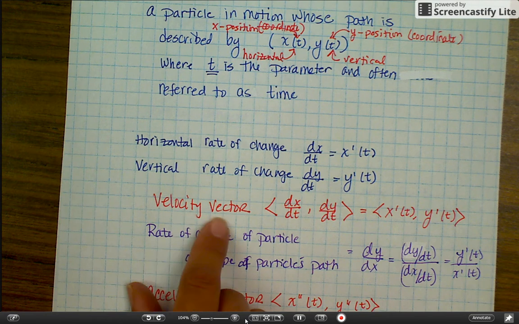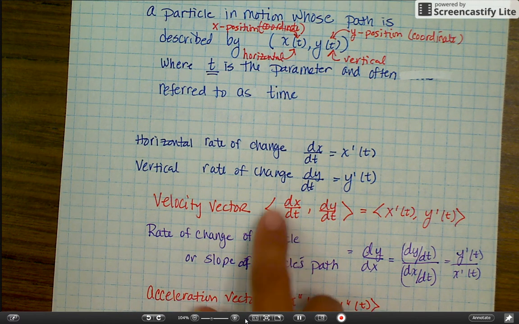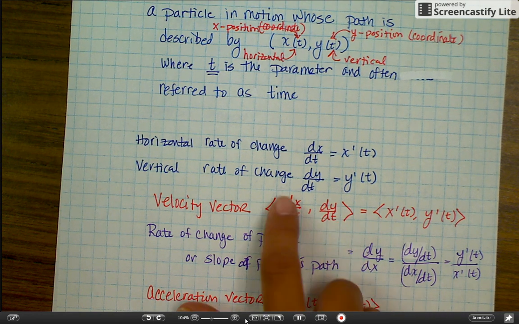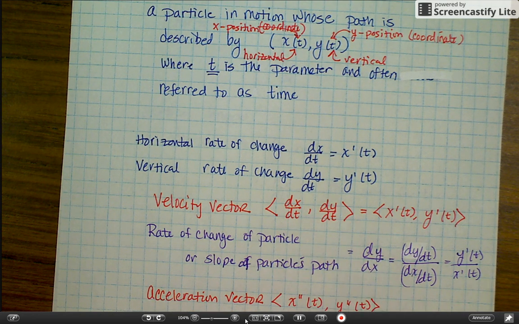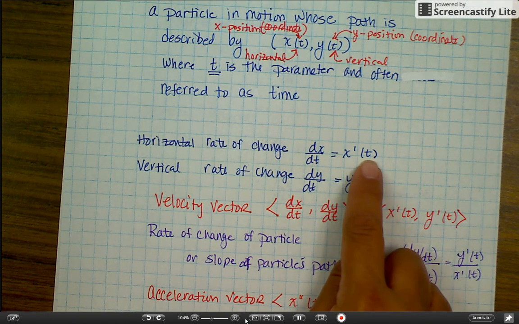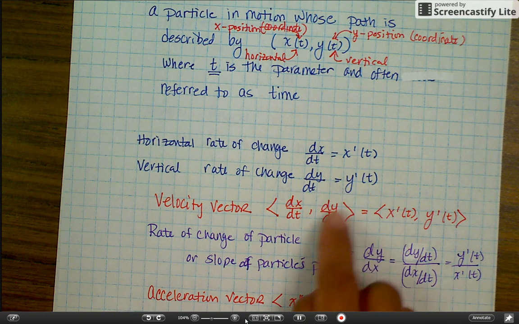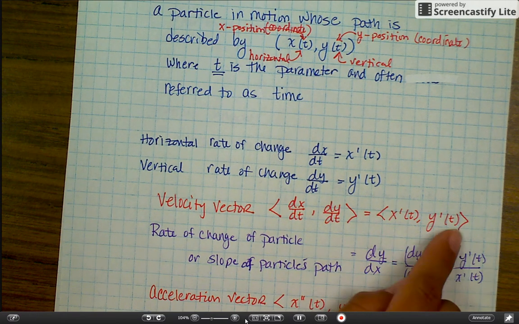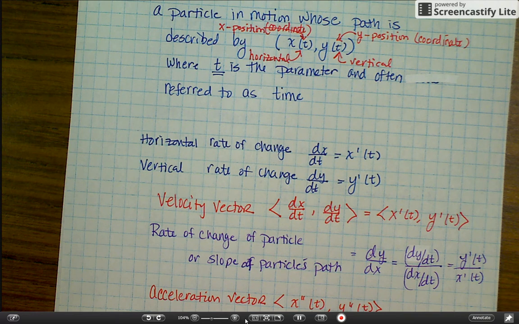So velocity vector, when you have a vector, it's written not with parentheses, but with these type of parentheses. They're kind of like pointy-like. Okay? And basically it's just taking the derivative of your x function, taking the derivative of your y function, and putting the two together. It can be written in this form. It can be written in this form.